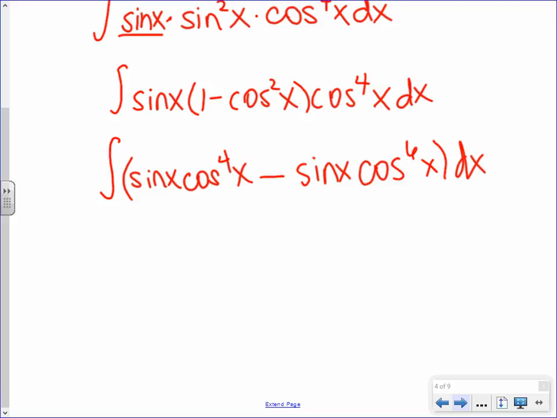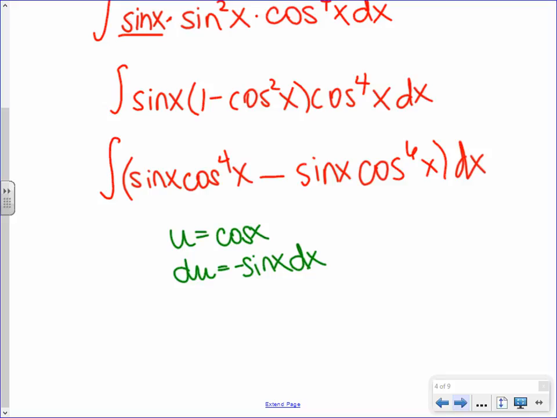Cosine to the 4th times cosine squared is cosine to the 6th, and then that sine has to come through too. Cosine to the 4th times 1, and then sine times that. Okay, so now this works out very nicely for u substitution. U equals cosine x, so du is negative sine x dx.